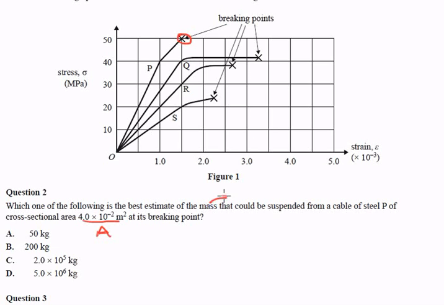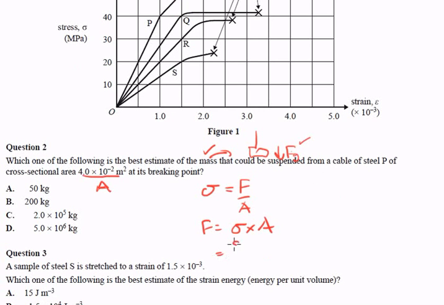Well, when a mass is hanging, we usually deal with the force of gravity. So if we can work out the force of gravity, we can work out the mass that can hang off it. And force and area relate in the formula of stress equals force divided by area. So force equals stress times area, if we rearrange it. At the breaking point, that's what stress we want, so that's 50 by 10 to the 6. That's our stress. And times that by area, 4 by 10 to the minus 2. And that gives 2 by 10 to the 6.